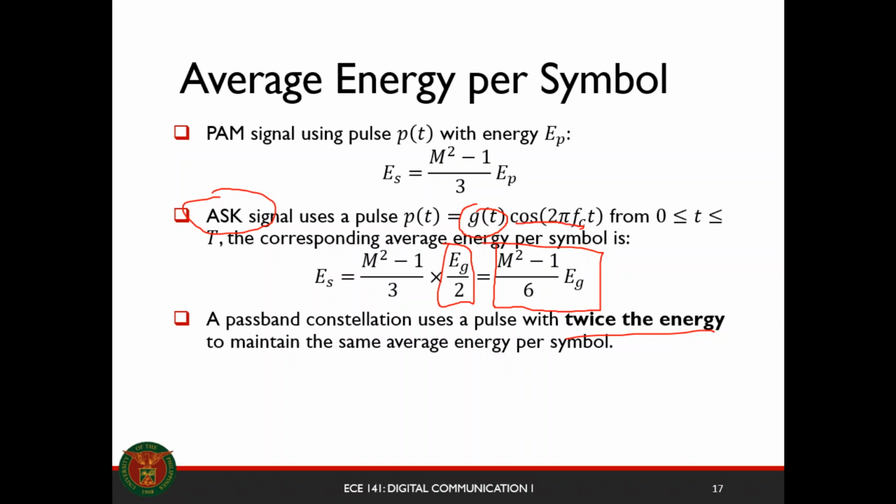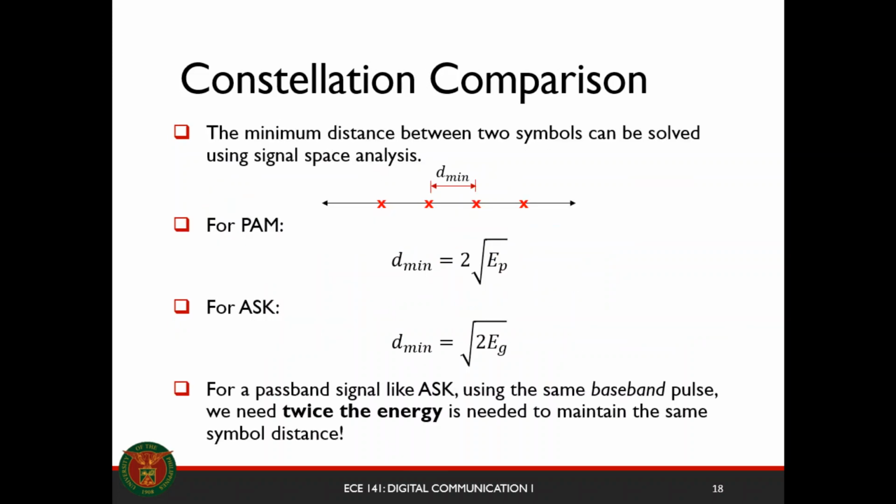So now what does the constellation look like? The minimum distance between two symbols, using signal space analysis, for PAM is 2 times the square root of E sub p, that's the energy per pulse. For ASK, it's actually the square root of 2 times the energy of the pulse g.